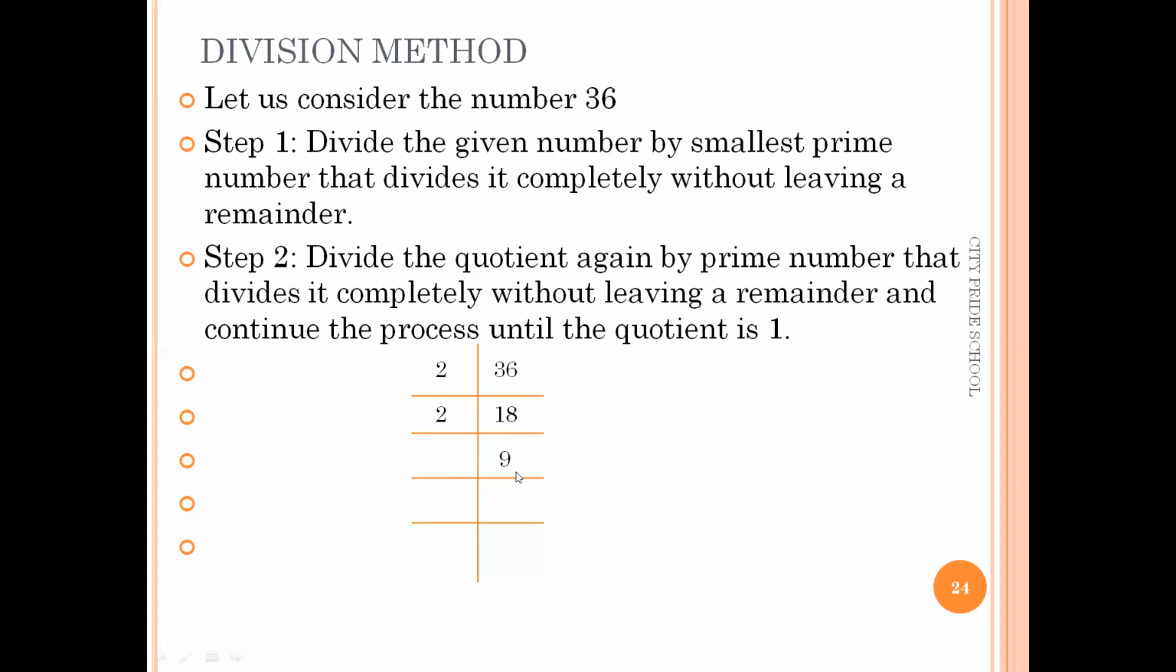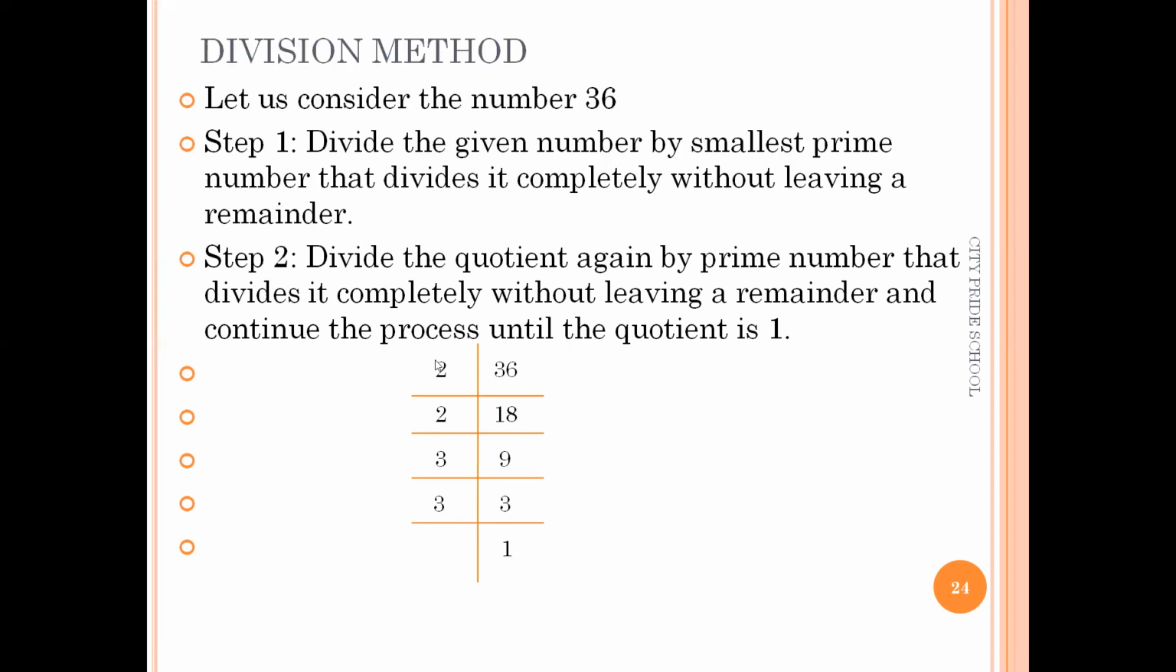Now, here we get quotient 9. But 9 is an odd number. It is not an even number, so we cannot divide it by 2. So we'll divide 9 by 3, and 3 is also a prime number. So when we divide it by 3, we get 3 3s are 9. And now again, we can divide 3 by 3. So 3 1s are 3. So step 2 is we have to continue this process until the quotient is 1. And yes, we get quotient 1.